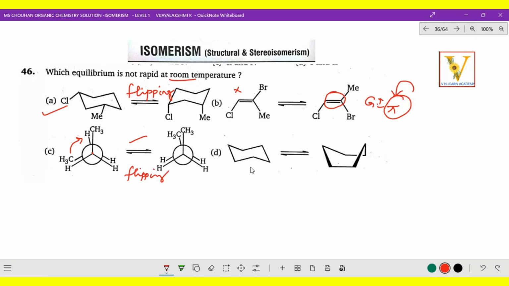Now the next one, the third one. This is boat shape. This is twisted. This is actually chair form, right? This is chair form. This is boat shape, not twisted form.